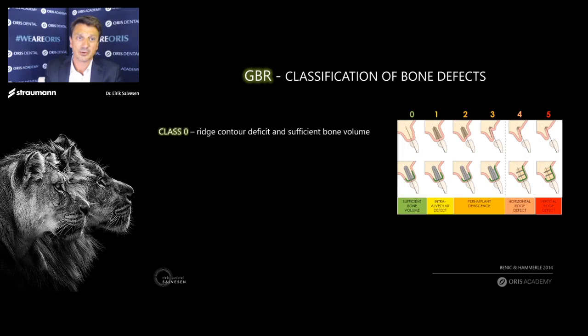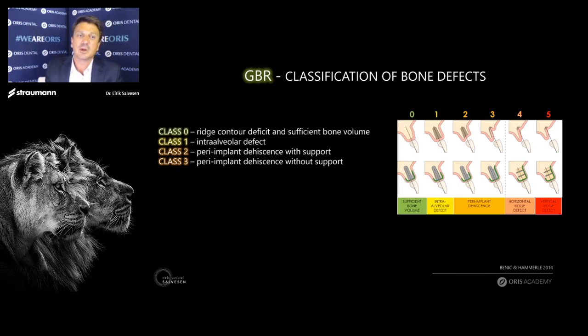On class 0, there's basically intact and sufficient bone volume. It's just like a small thing with a soft tissue contour. On class 1, you'll see that we're placing an implant in an extraction socket, but the rest of it is intact. Class 2 is a defect in what we call the peri-implant dehiscence with support from other bone in the area. And then we have class 3, which is a peri-implant dehiscence without support, which is a little bit more challenging. Class 4 is horizontal, needs to be augmented, and class 5 is for vertical augmentation.